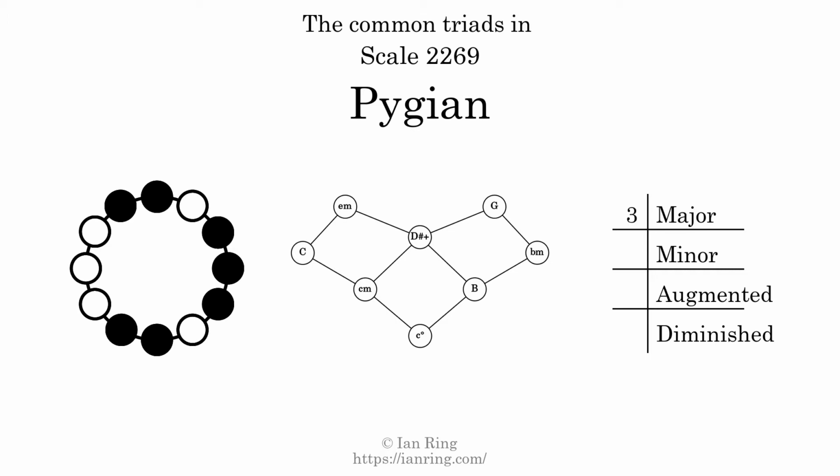There are 3 major triads. There are 3 minor triads. There is 1 augmented triad. There is 1 diminished triad. Here is a Hamiltonian path of parsimonious voice leading that uses all the triads.